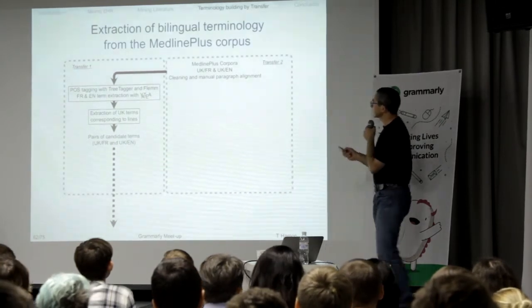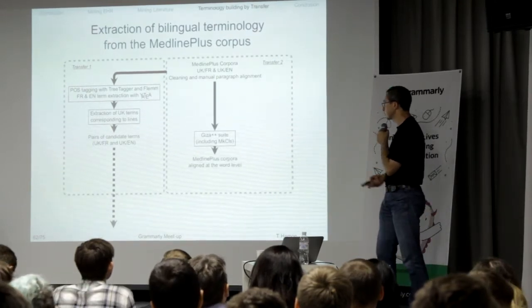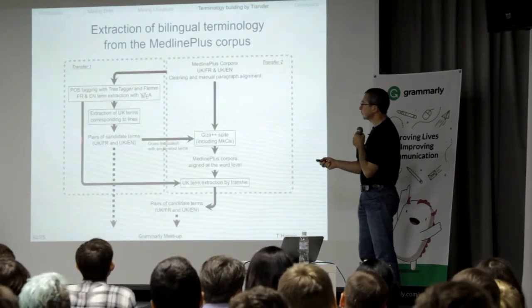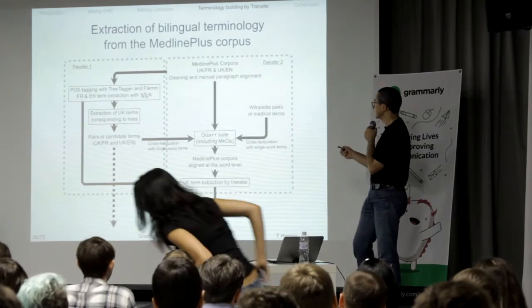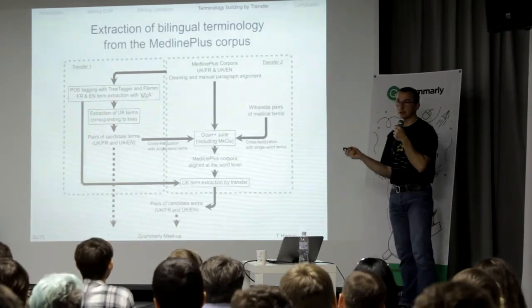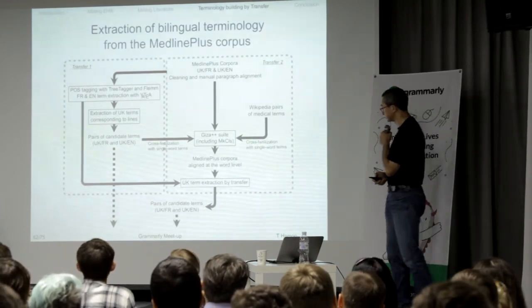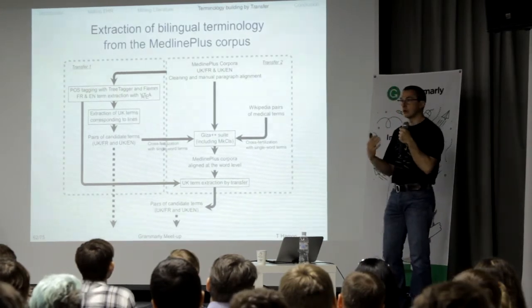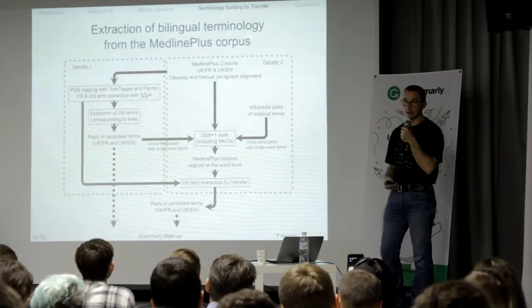For the second method, we use the GIZA++ suite, and we take advantage of this information to help the alignment, and also the Wikipedia pairs of medical terms to improve the alignment. Because we don't have a lot of data, all the information which is certain is useful.